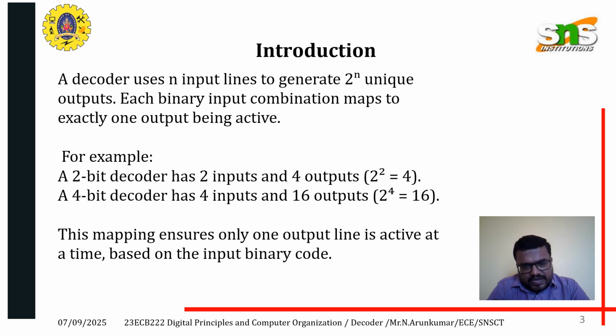Introduction. As previously we have discussed encoders, the reverse of the encoder is the decoder. Here 2 power n unique numbers are used, where n is the number of bits. A 2-bit decoder has 2 inputs and 4 outputs, since 2 power 2 equals 4. So 4 outputs and n is the input. Like this we are able to frame all the bits based on the numbers.